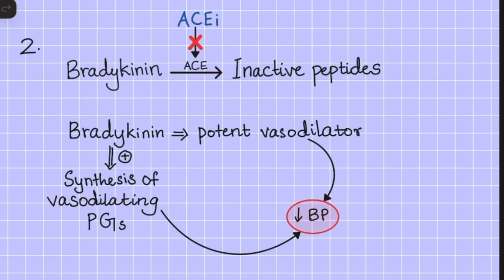Angiotensin converting enzyme is also responsible for the degradation of bradykinin into inactive peptides. So when ACE inhibitors are taken, angiotensin converting enzyme gets inhibited and bradykinin will increase. Now bradykinin is a potent vasodilator and it is also known for stimulating the synthesis of vasodilating prostaglandins. These 2 actions will further lead to decrease in BP.